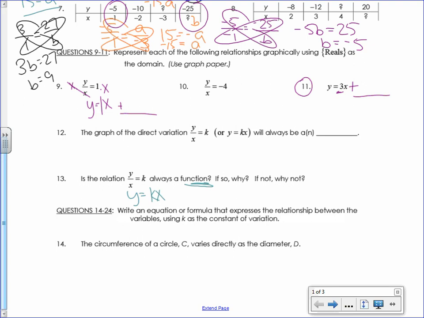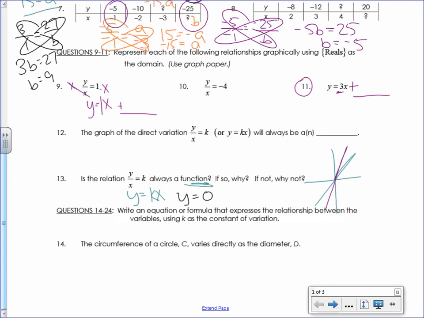So will it always be a function? Let's see. If I put 1 in there, that's going to be a line that looks like this. If I put 2 in there for k, it's got a bigger slope, so it's going to look like that. Right now, all of these are looking pretty good for being lines, because they're always going to pass the vertical line test, right? But my question to you is, what if I put 0 in for k?